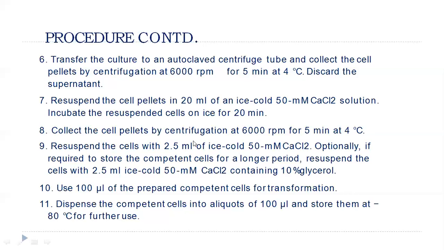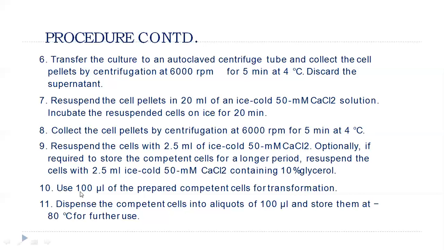So collect the cell pellets, centrifuge again. The cell pellets will be there, and to the cell pellets you need to add 2.5 ml of ice cold calcium chloride solution. You just dissolve it, and finally you have to add 10% glycerol to keep all the cells viable.